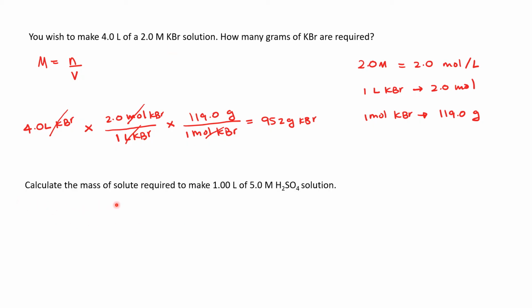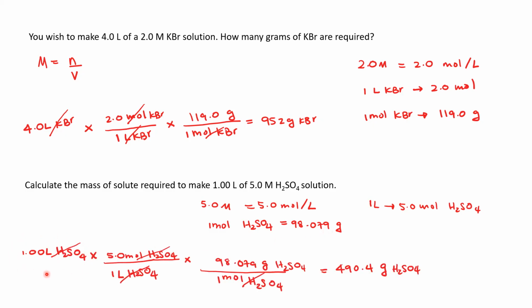Calculate the mass of solute required to make 1 liter of 5 M sulfuric acid solution. When you say 5 M or 5 molar solution, that means you have 5 moles in 1 liter. In this case, 1 liter should have 5 moles of sulfuric acid. Also, we know by molar mass, 1 mole of sulfuric acid weighs 98.079 grams.